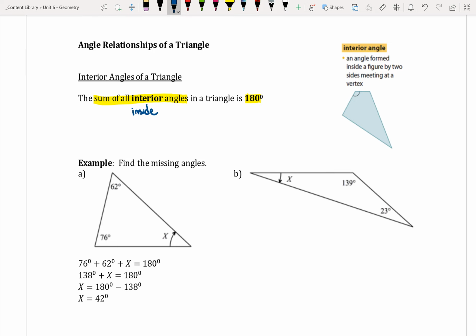So let's try to use that same idea with example B. So I know because it's a triangle, they all have to add up to 180. So looking at this, I know that I have one angle that's 139, and I know I have another angle that's 23. So altogether, my two angles add up to 162 degrees. So that means to find my leftover angle, I have to do 180 minus 162, which works out to 18 degrees. So therefore, my missing angle is 18 degrees.